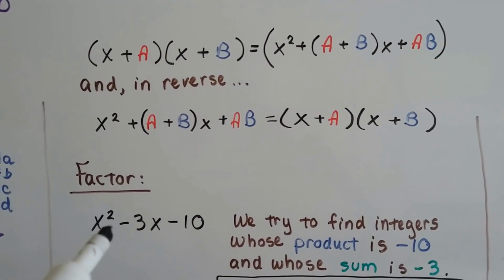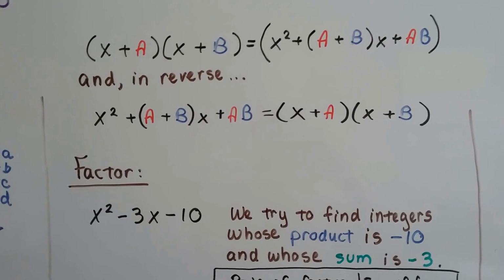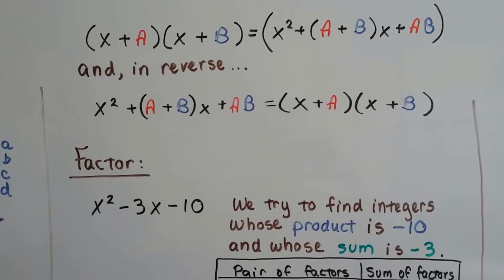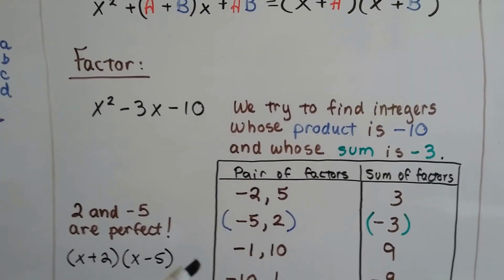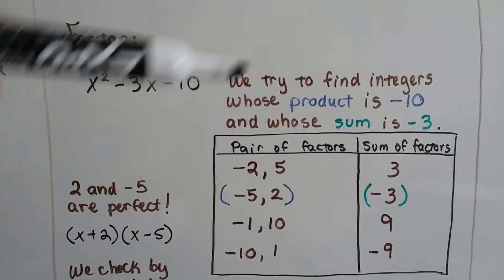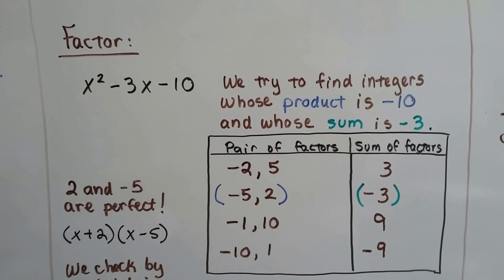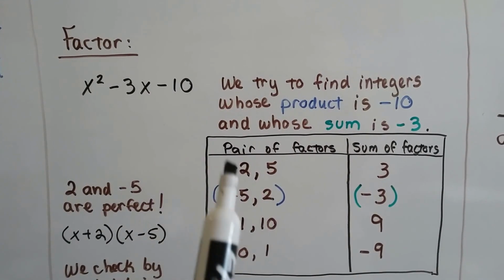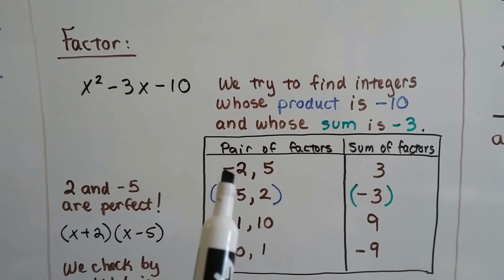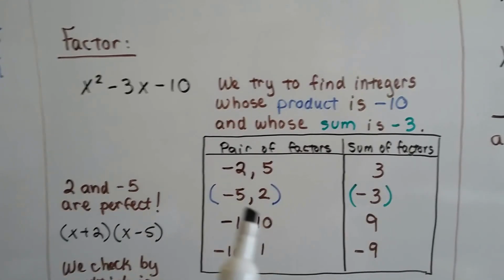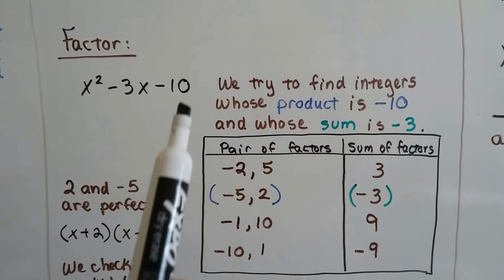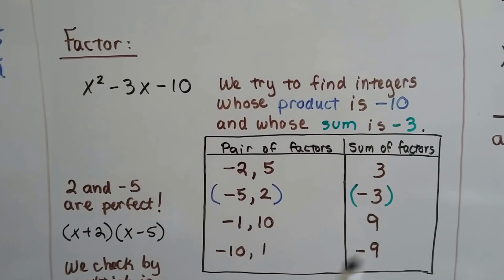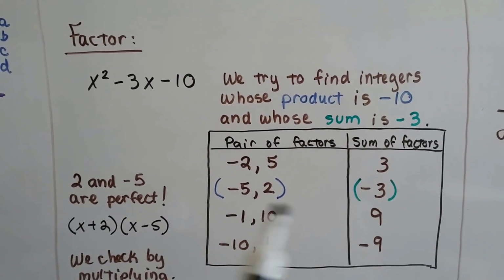To factor x² minus 3x minus 10, we try to find integers whose product is a negative 10, but whose sum is a negative 3. We can make a table. So I made pairs of factors on this side and the sum of the factors on this side. Negative 2 and a 5 make a negative 10, right? When we add them together, we get a positive 3. A negative 5 and a 2 can make a negative 10. When we add them together, we get a negative 3. Well, now we don't even need these because this was perfect, wasn't it?